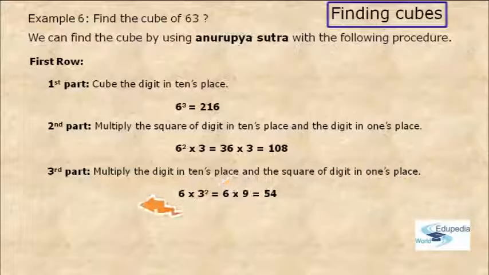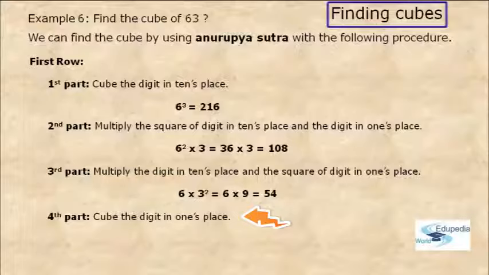Now coming to the fourth part, we have to cube the digit that is in ones place. So here in the number 63, the digit in ones place is 3, and by cubing the number 3, we will get 27 as the answer.